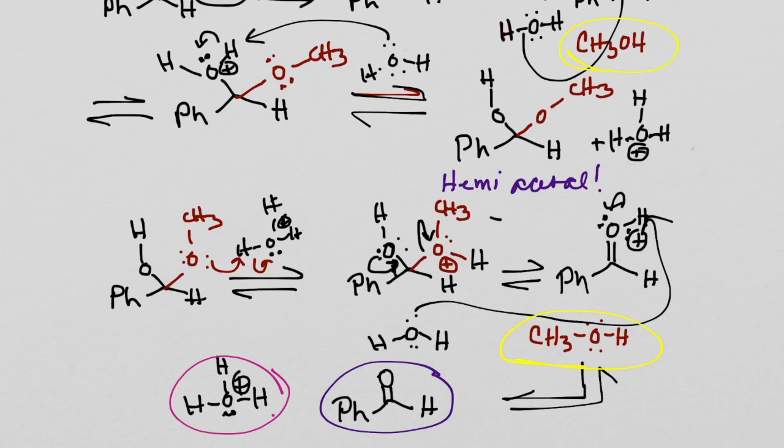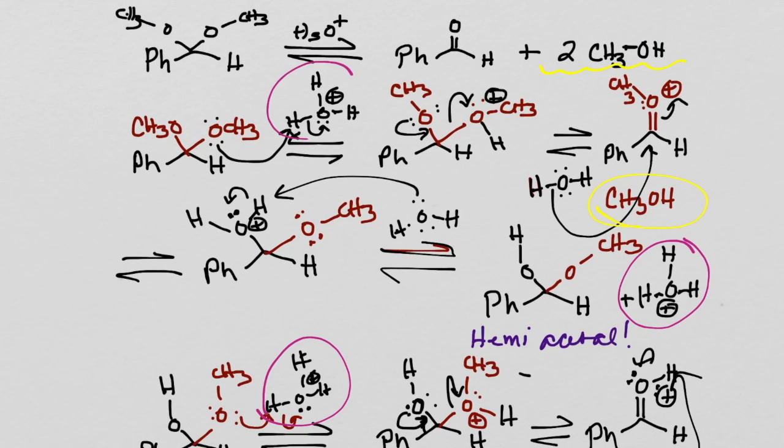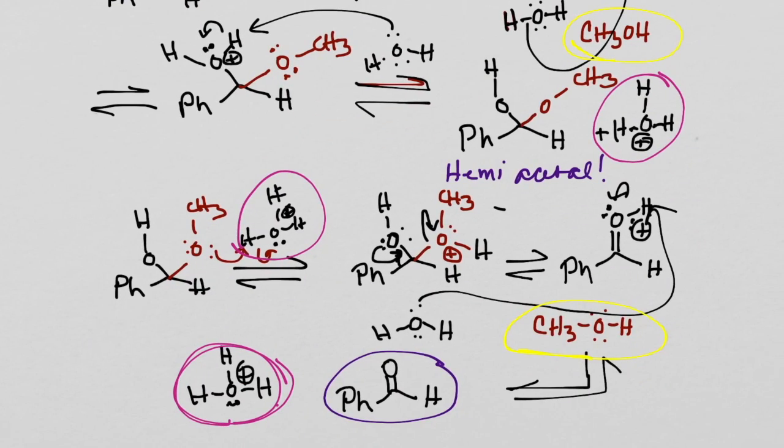And remember, this is an acid catalyzed reaction. So here we generated an acid, here we used an acid, here we generated an acid, and here we used an acid. So we used up 2 equivalents of acid, but we generated 2 equivalents of acid. So it is a catalyst.